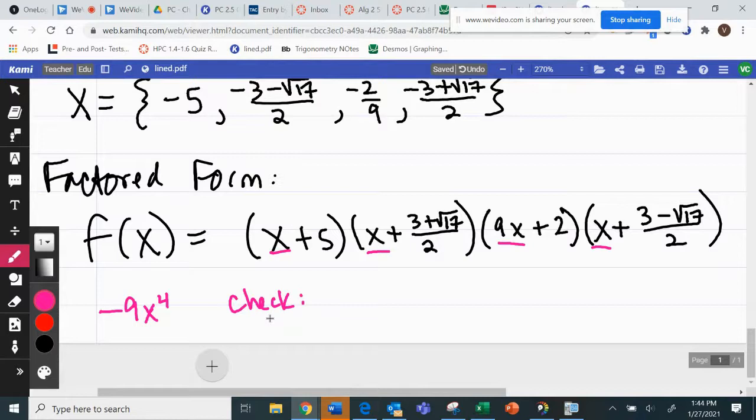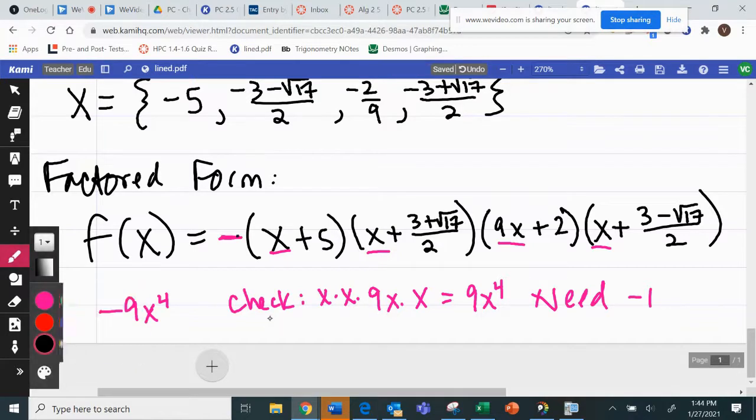And I'm going to multiply all of these first terms. I'm going to multiply x times 9x times x. And that should be the same as -9x to the 4th. But it's not. So what do I need still? We need the negative. We'll put that out front. Put it in black so it looks like it's part of the answer. So that's just a double check.